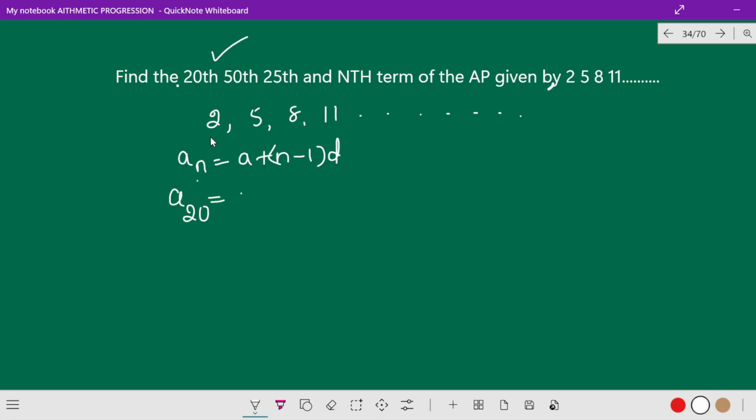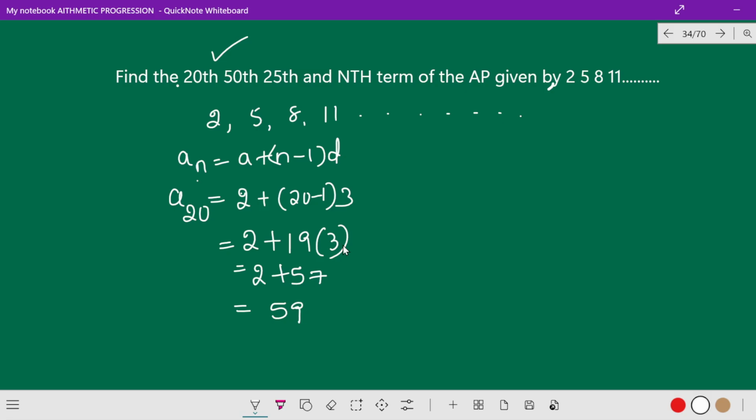a20 is equal to the first term a, that is 2, plus (n - 1), which is 20 minus 1, times d. d is 5 minus 2, the answer is 3. So this will become 2 plus 19 into 3. 19 threes are 57, so 2 plus 57 is 59. So the 20th term is 59.